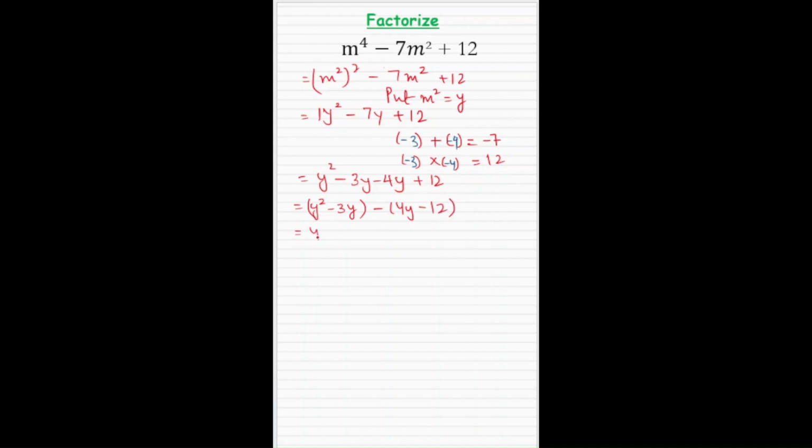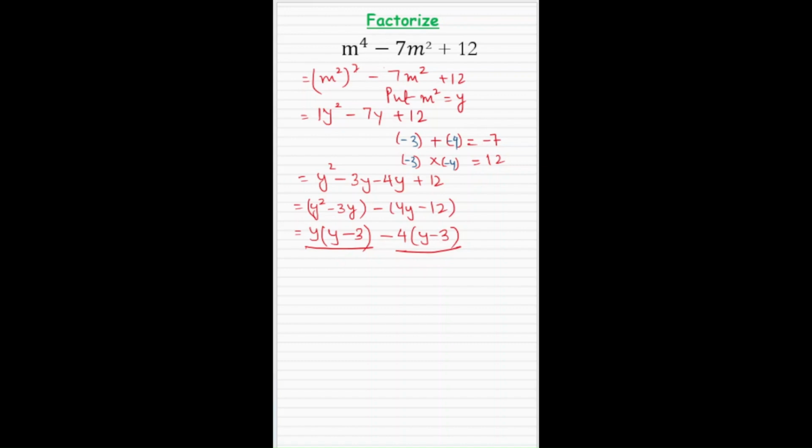I can take out y common. From y^2, I have taken y common, so this becomes y minus. From 3y, I took y outside, so only 3 is left. From minus 4y plus 12, I can take the common factor as 4, and my bracket consists of y minus 3. Now, this is my first term, this is my second term.